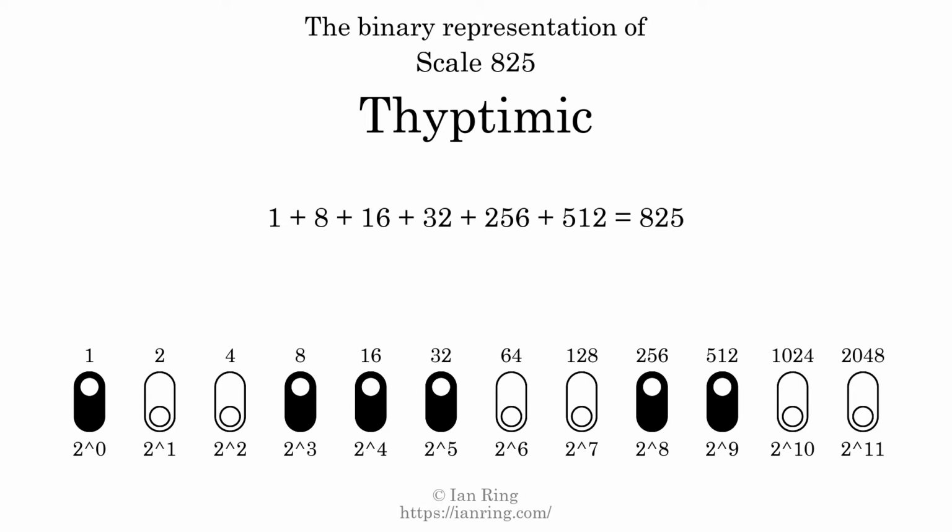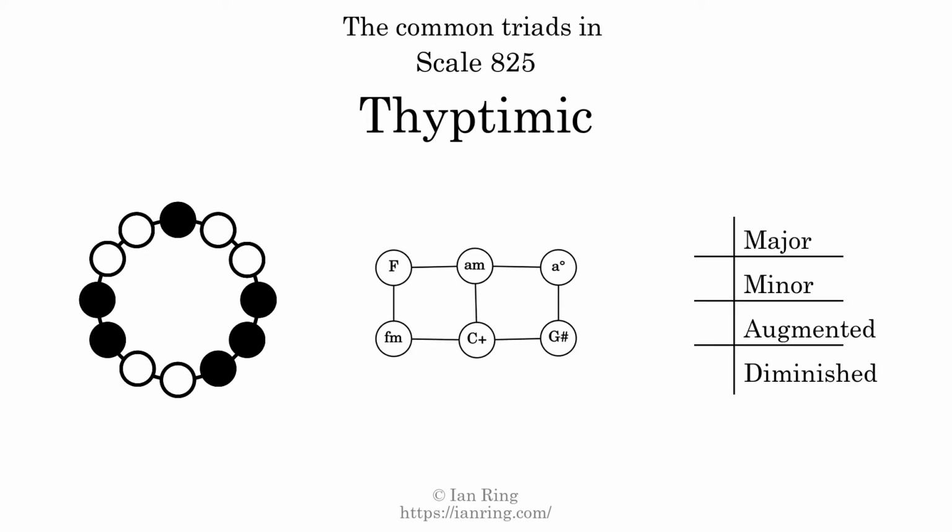The scale number not only enumerates the scale with a unique index, but it also literally describes the tonal content of the scale. Represented as a binary number in base 2, the scale number is 001100111001. Here are the common triads present in this scale.